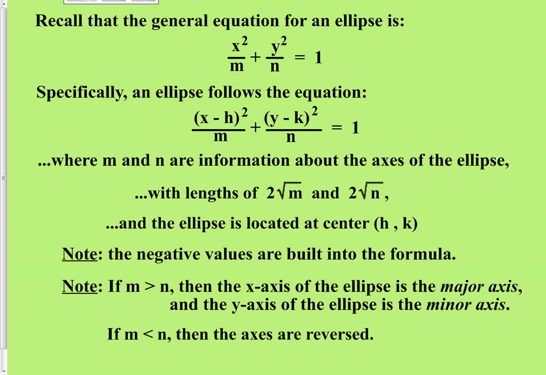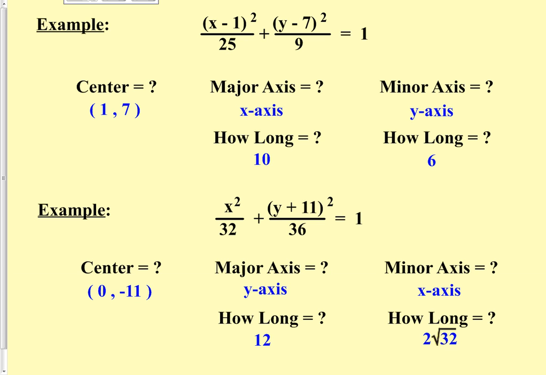Okay, so the negative values are built into the formula as well, and of course, hopefully you know by now, whichever denominator is larger is going to cause the ellipse to stretch further in that particular direction, and of course the smaller one would be the minor axis. Okay, so not too difficult to read the equations. You just got to memorize a couple of facts here, but take a look at those if you need to.